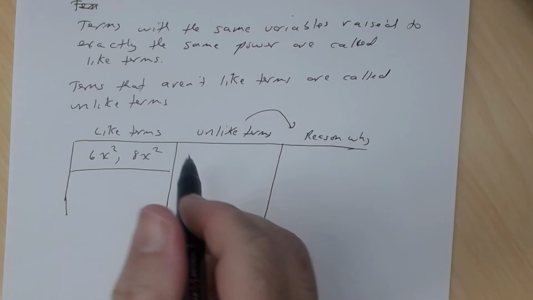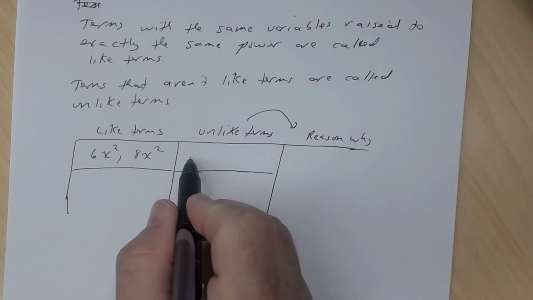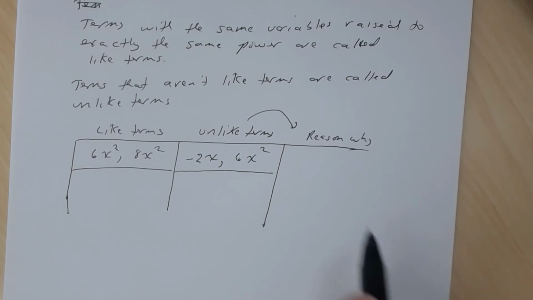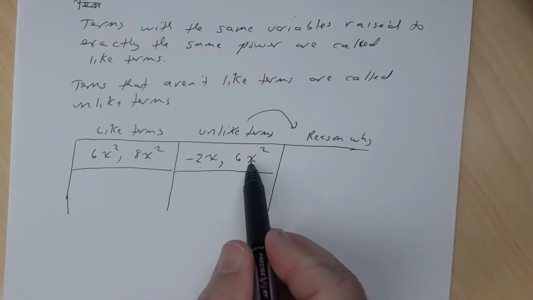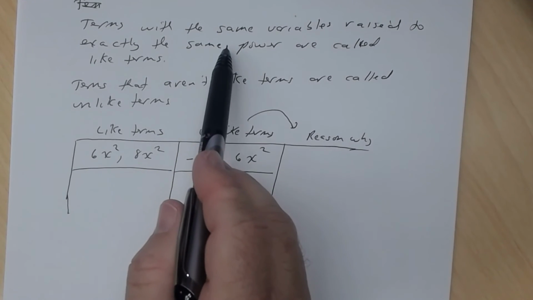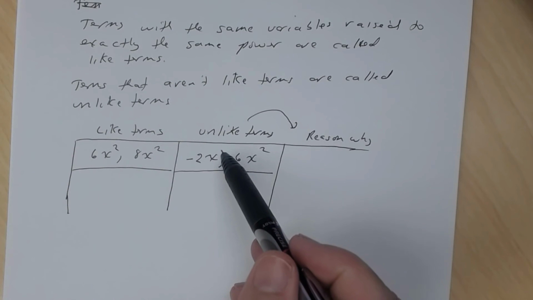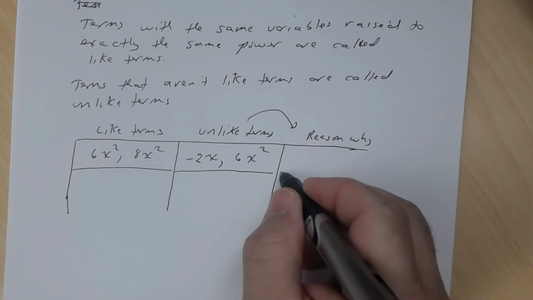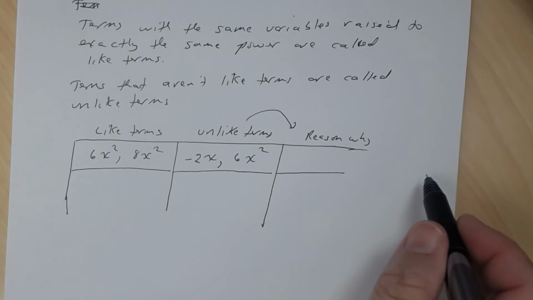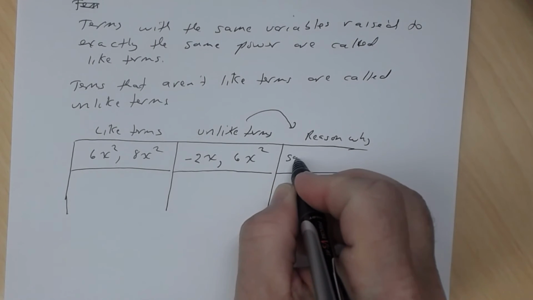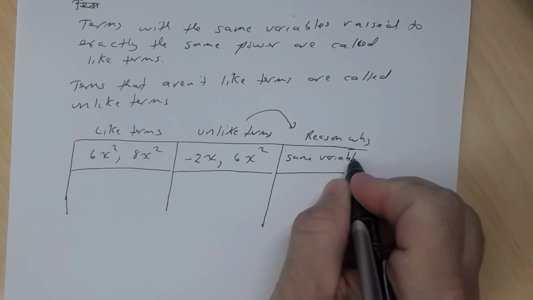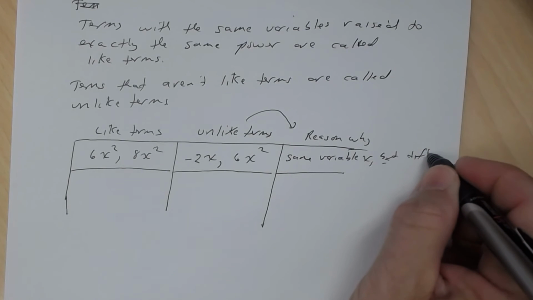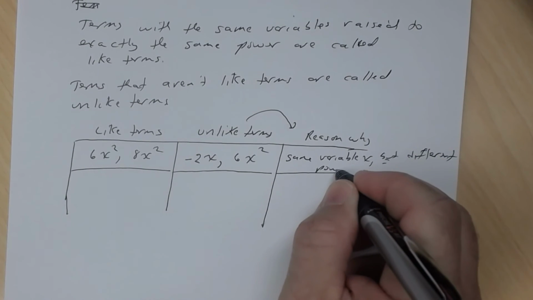Now in the same light, these are not like terms. Suppose I had -2x, 6x squared. They both have the same variable, but remember that same power idea, the exponents are not the same. So this is exponent 1, and this is exponent 2. So the reason why these are unlike terms is because, although they do have the same variable x, no issue with that, they have different exponents, different powers.